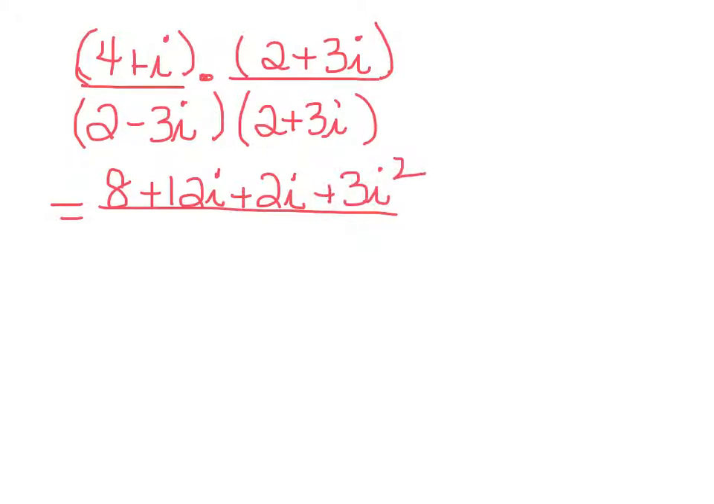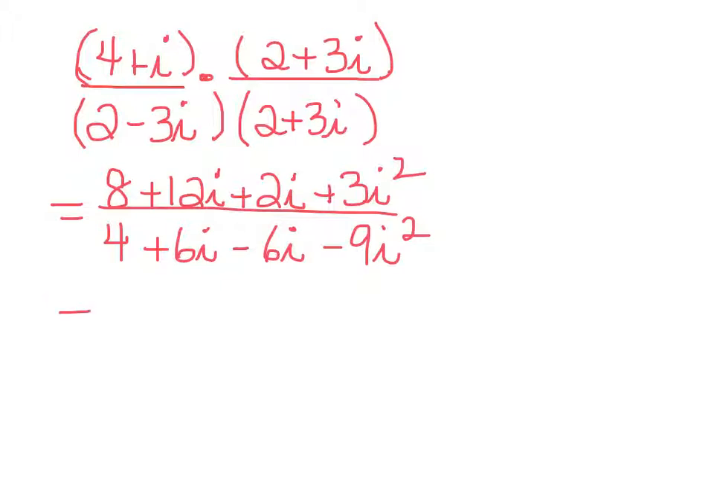Here we go. All right, now we have conjugates on the bottom, so our outers and our inners should cancel out, but let's just verify. So we're going to do 2 times 2, which is 4. Outer term is plus 6i. Our inner term is minus 6i. And then our last term is minus 9i squared. Okay.